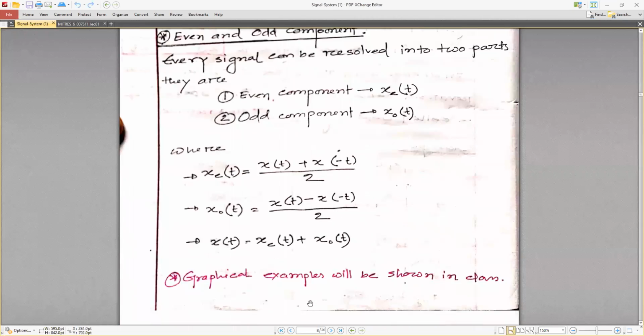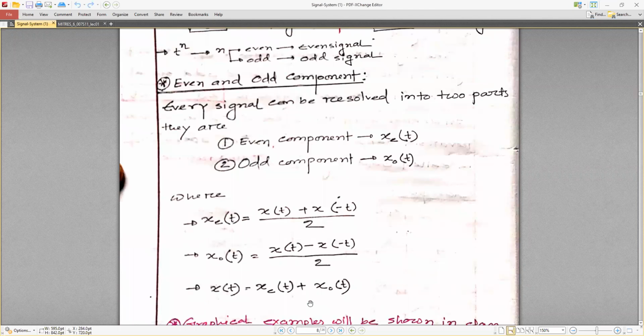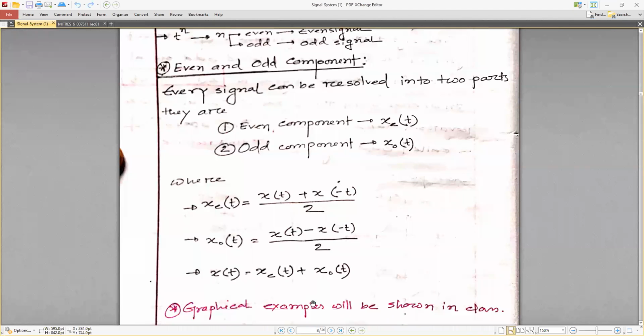Okay, now see, even and odd component. Every signal can be resolved into two parts, what we have discussed earlier. They are the even component and the odd component, where the even component is [x(t) plus x(-t)] by 2, and the odd component is [x(t) minus x(-t)] by 2, and the summation of the even component and the odd component gives the total signal.